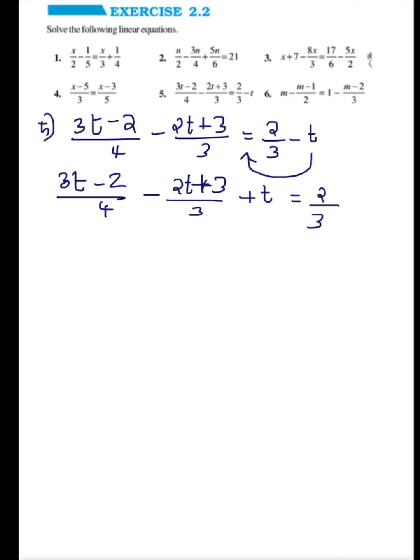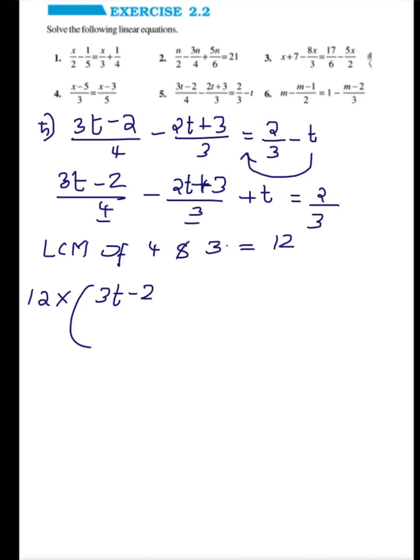Now you have taken all the variables to one side. And here also you can see that there is more than one denominator. That means you have to take the LCM. LCM of what you have to take? This 4 as well as 3. What is the LCM of 4 and 3? That is 12. Since they don't have any common factors, you need to just multiply and you will get the LCM. So the LCM of 4 and 3 is 12. So you have to multiply this 12 with both sides.